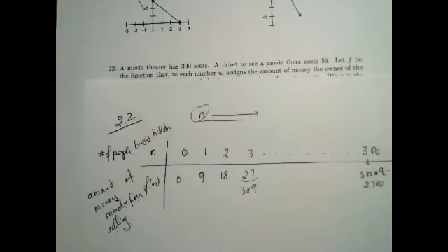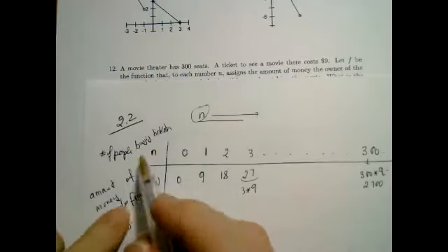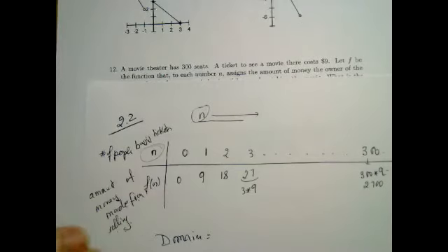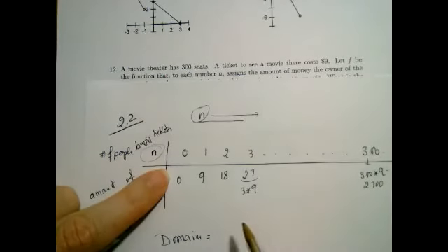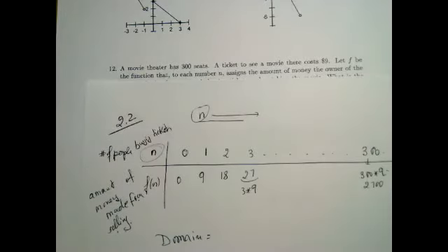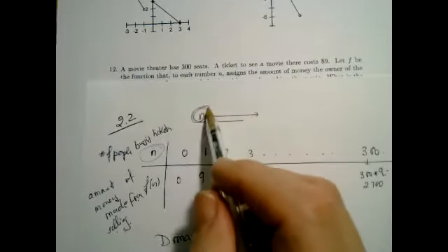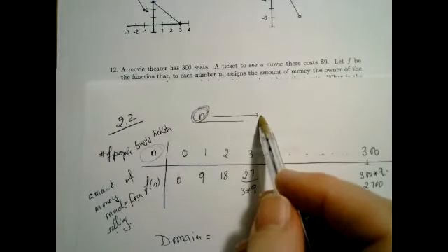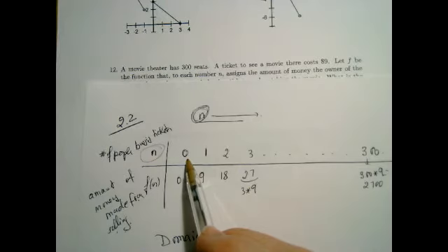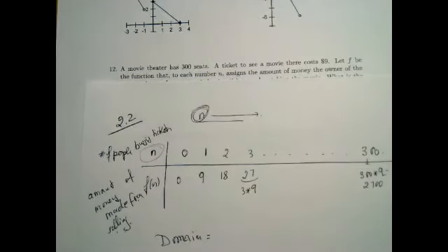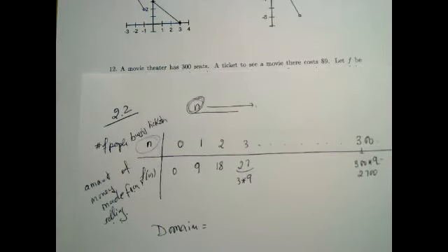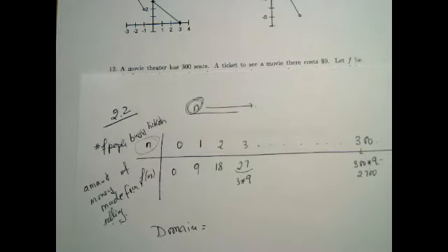So what's the domain in this function? The domain is all the input. It means all the n. So what's going to be the domain in this problem? And what's going to be the range? Okay. The domain is what? It means what goes in here. What are the things that we assign something for? So is 0 in the domain? What's the domain? It means what are the input values here?